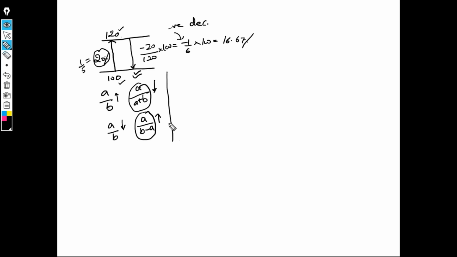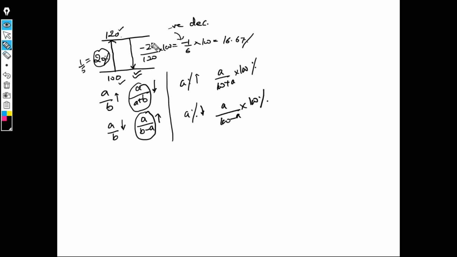So we can also say the very same thing in percentages. If you increase a value by A%, it should be reduced by A upon (100 plus A) into 100% in order to get the original value back. Or if you decrease a value by A%, then it should be increased by A upon (100 minus A) into 100% in order to get the original value back.